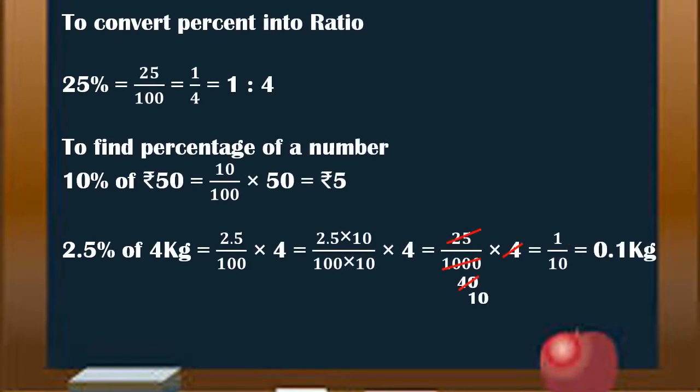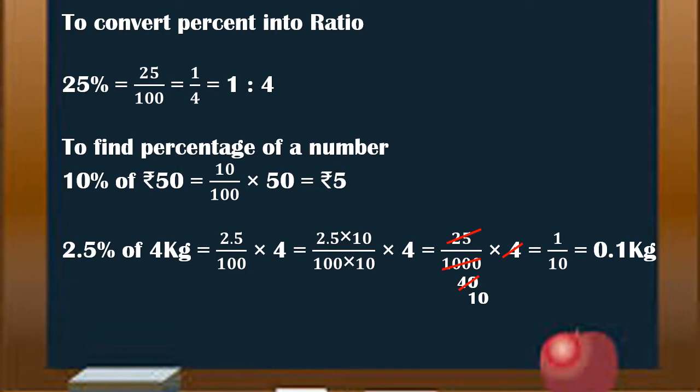To convert percent into ratio, just the opposite of that. To convert percent to ratio, you have to divide by 100. That means 25% equals 25 by 100, and we have to bring it to lowest form. It is 1:4.